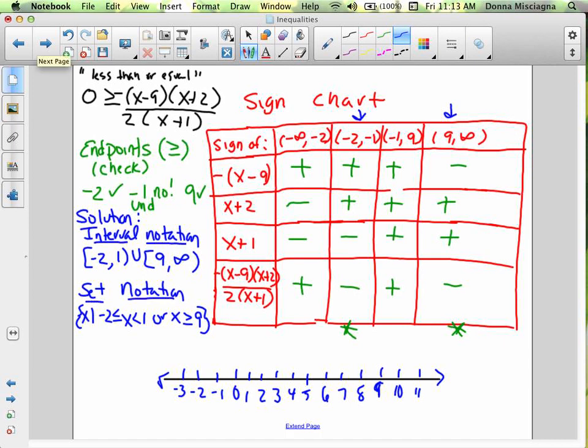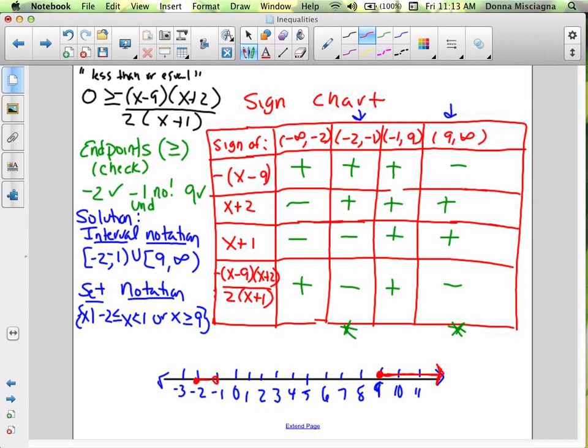So let's graph. It's our last thing. All right, so between -2 and -1, -2 is included. So -2 is included, -1 is not included. So there we have a closed circle at -2, open circle at -1. Everything greater than 9 is included, including 9. Everything greater than or equal to 9 is included.